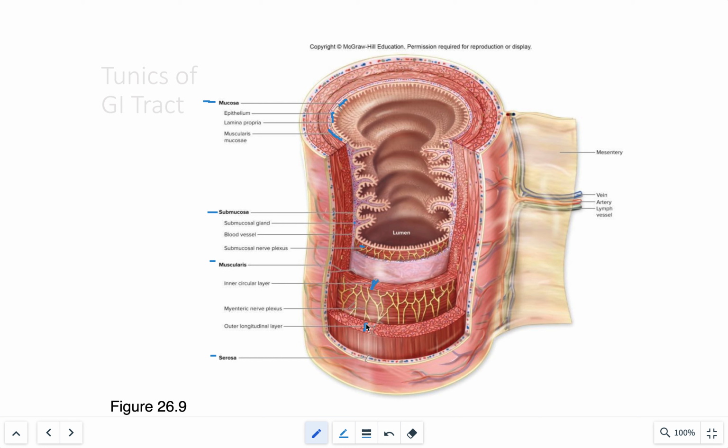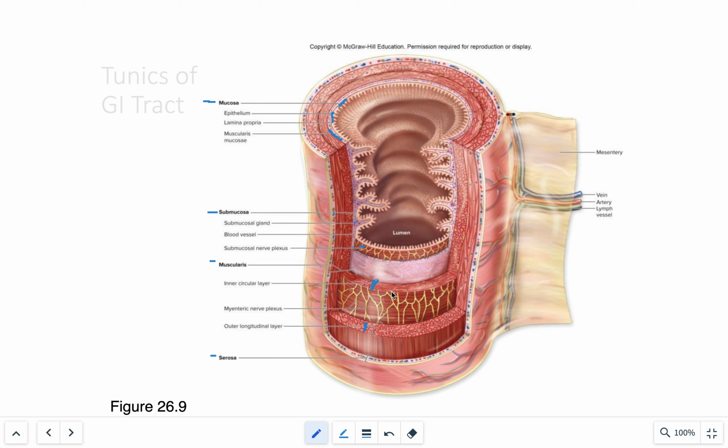So when we talked about mixing or segmentation, you usually have two components. So the inner circular layer is going to shorten the diameter of the tube, and then the outer longitudinal layer will shorten the entire length of the tube. This process allows for the bolus of food to slow down, increasing the absorption rate through the submucosa layer.